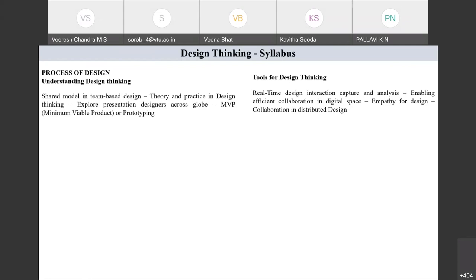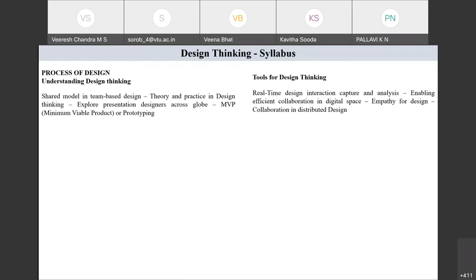these are the topics under this module: real-time design interaction capture and analysis. How exactly can real-time design interaction be captured and analyzed? We have so many different methods. You can explain 3, 4, or even 5 of them in front of the students. You can show videos, you can take case studies, or even a test case. When you consider the IT industry, you can consider a test case and show them how exactly the real-time design interaction is captured and then analyzed.